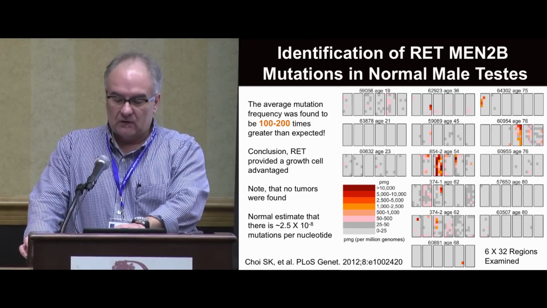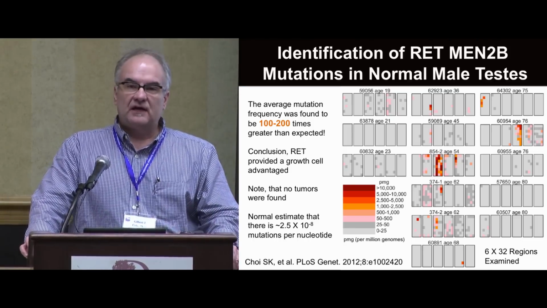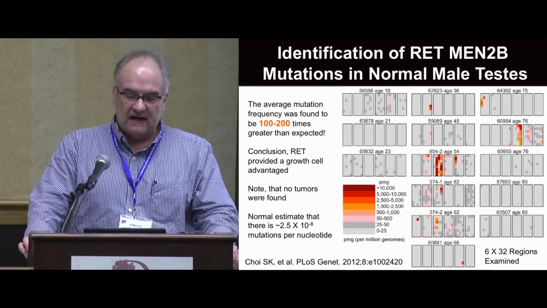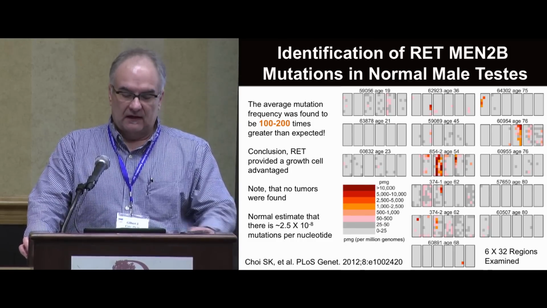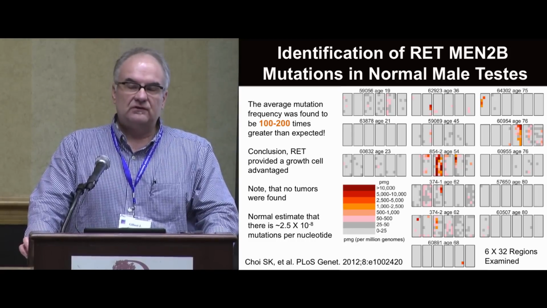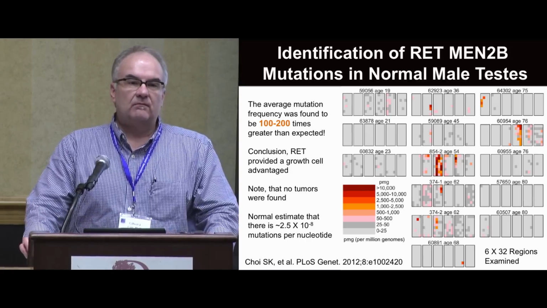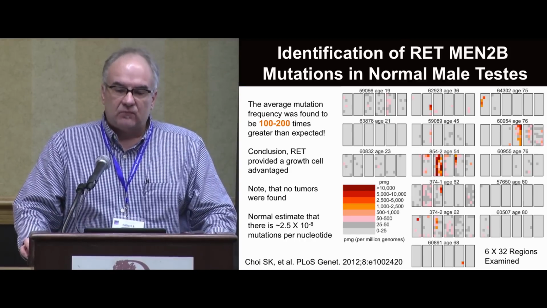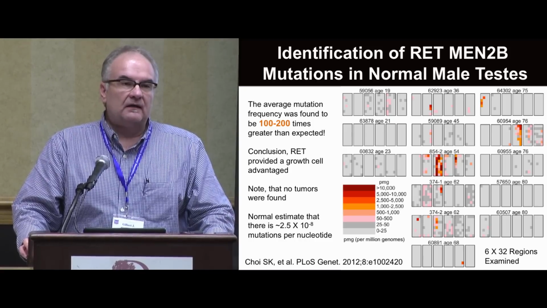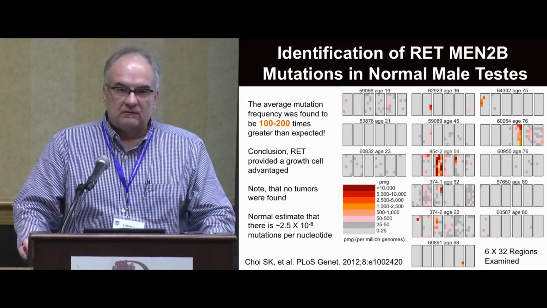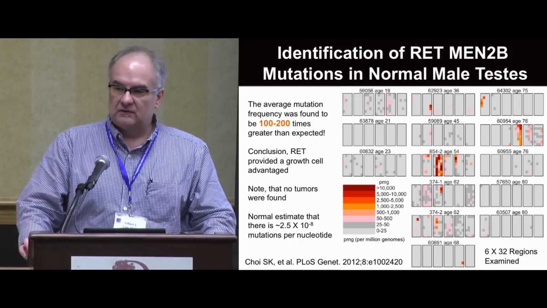Anytime you see red or orange color, that is a section of a normal male testis that they found the 918 mutation. And it existed at 100 to 200 times higher frequency than statistics would predict. This is probably the main reason why so many patients with MEN2B are de novo. Neither one of their parents have that mutation.